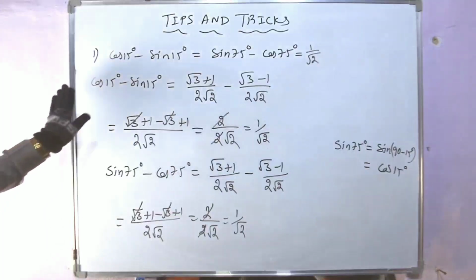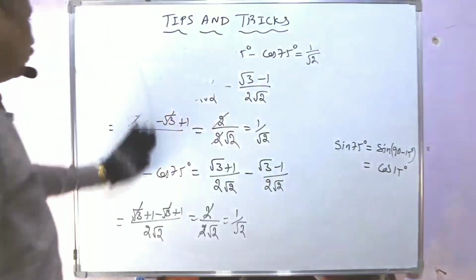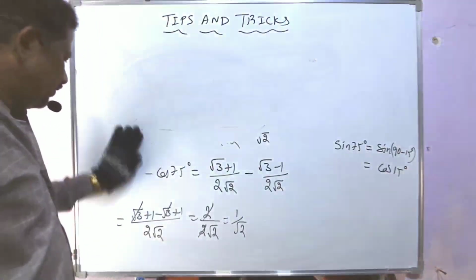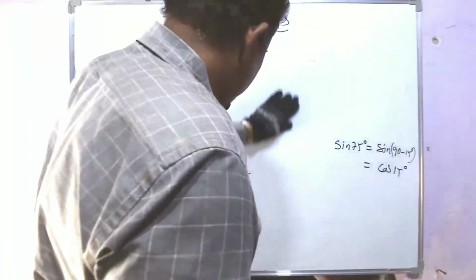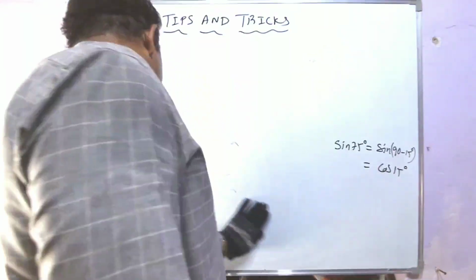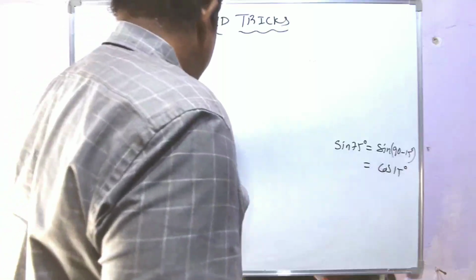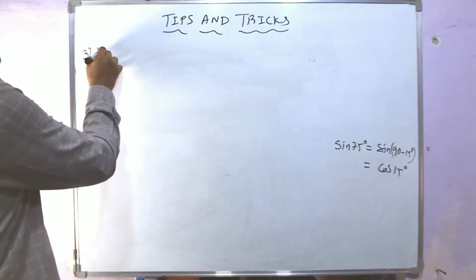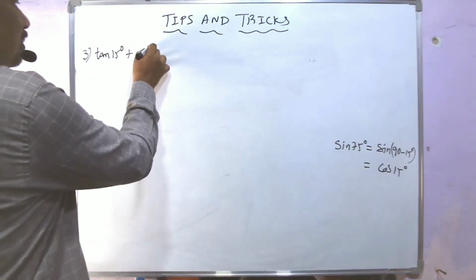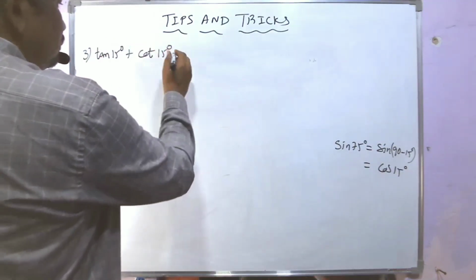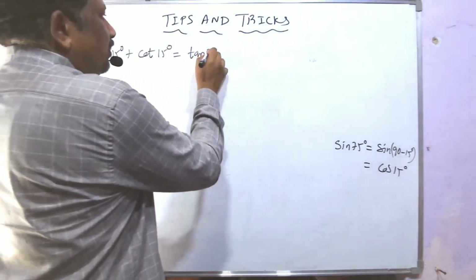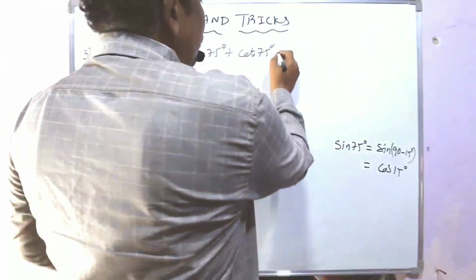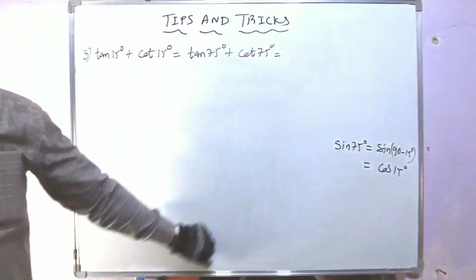Next one. Next, tan 15 plus cot 15, tan 75 degrees plus cot 75 degrees. Tan 15 degrees plus cot 15 degrees is equal to tan 75 degrees plus cot 75 degrees. We will see what values we get. Both will be the same.